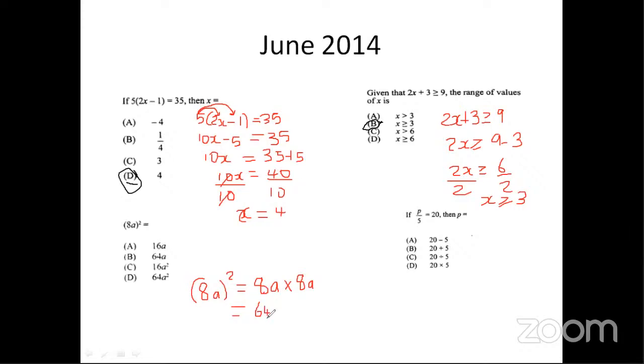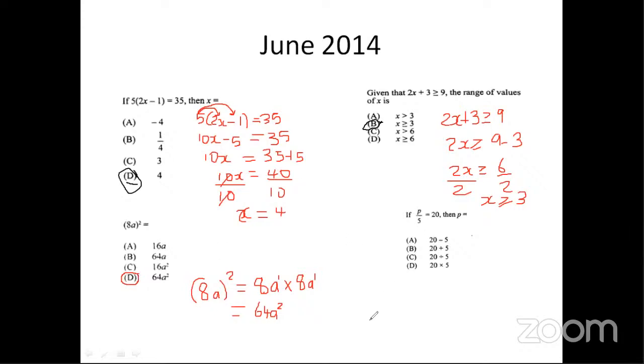We can't knock off anything yet. Well, yeah, we knock off the 16 and the 16, A and C. Now we're multiplying the a, we're keeping the base, and we're adding the index. Of course, the index of our a by itself would have been a 1. So we're adding the index to get a 2. 64a squared is our answer, which is D.